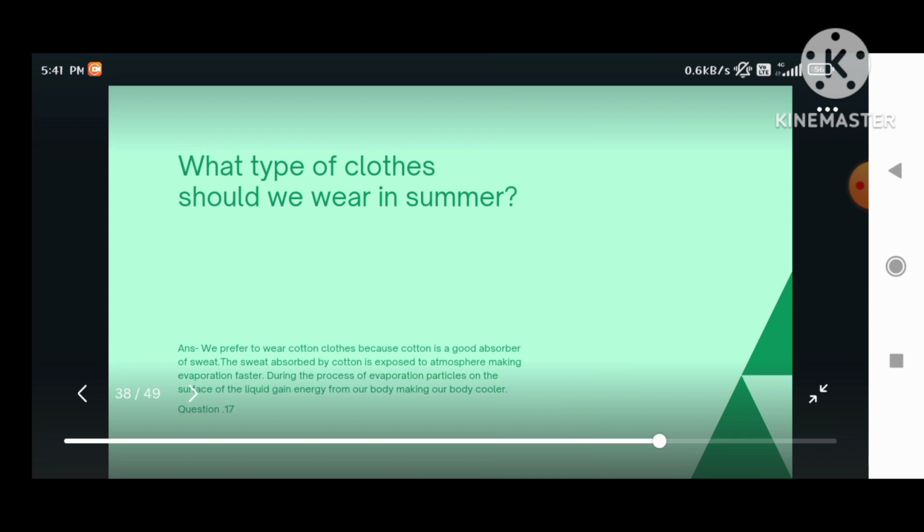What type of clothes should we wear in summer? We prefer to wear cotton clothes because cotton is a good absorber of sweat. The sweat absorbed by the cotton is exposed to the atmosphere, making evaporation faster. During the process of evaporation, particles on the surface of the liquid gain energy from our body, making our body cooler.